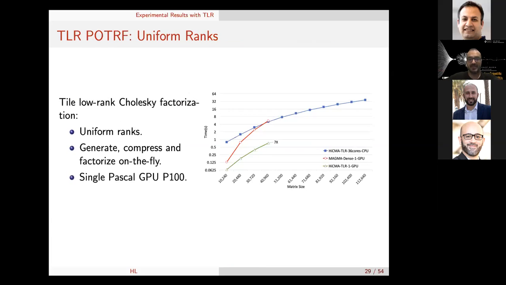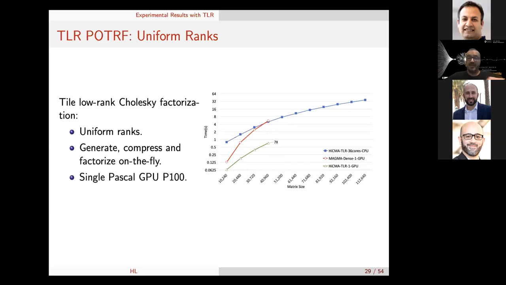And by doing that, we are able, with tile low rank Cholesky, to give a huge performance improvement compared to MAGMA, where MAGMA does the dense Cholesky, and even compared to HICMA on the CPU. There is a 7x performance speedup here. This is on a Pascal P100 GPU, a rather old GPU. We should run it on the latest GPU hardware. But this tells you already the trend that we are after.